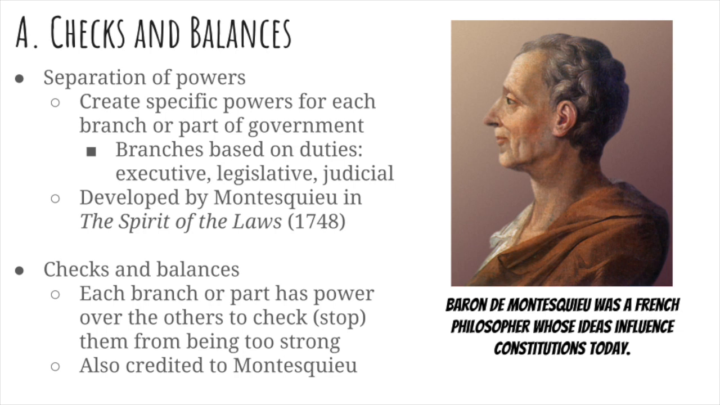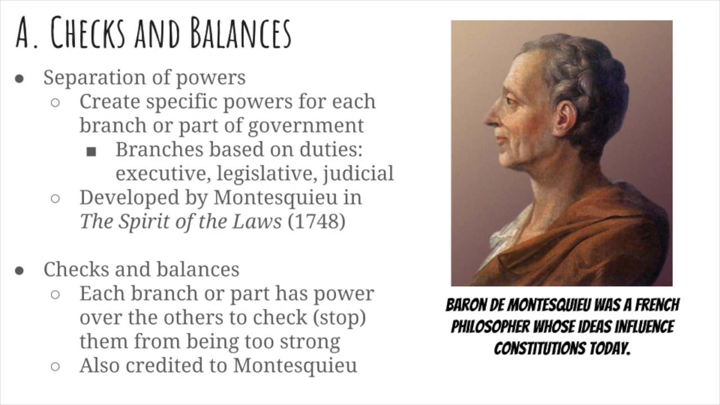First of all, understand that under our system we have separated out different powers and given them to different branches of government. In our case, we have three different branches of government: the executive branch, which enforces laws; the legislative branch, which makes laws; and the judicial branch, which judges laws. This concept of separating out different branches of government was developed by Baron de Montesquieu in the influential French work, The Spirit of the Laws, in 1748.